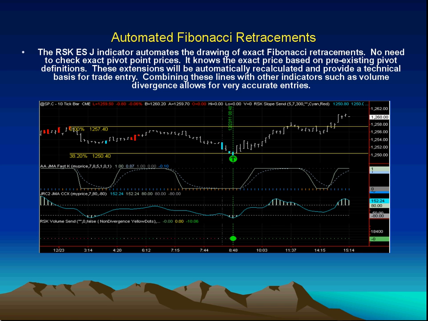Now let's move forward and talk about our Fibonacci retracements. These are automated. This indicator automates the drawing of the exact Fibonacci retracements. Now that's no small statement, because if you try to draw a Fibonacci retracement, you number one have to locate your pivots, you have to locate your highs and your lows exactly, and then you have to draw your line. Well, all of that takes time. We do it automatically. All you have to do is just simply know what the definition is of your pivots. And once you know that, the indicator does the rest without the touch of a button.